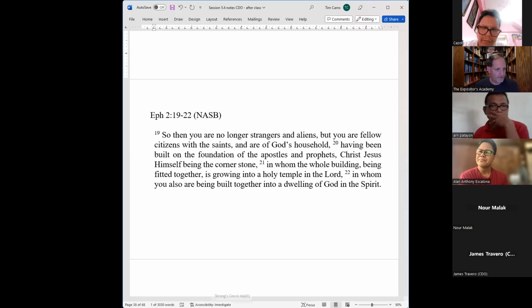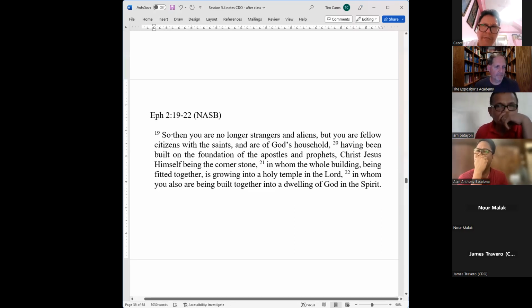All right, this one's a little more complicated. So verse 19, we'll start with that. Alan, do you see any in verse 19? Any possible? There's none in verse 19. Correct. How about verse 20? Having. Yes. Does that look like a participle or not? What do you think?